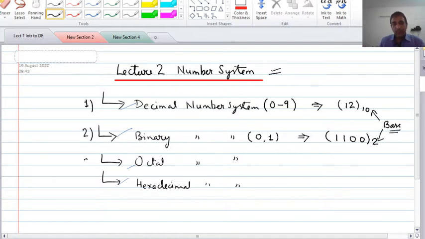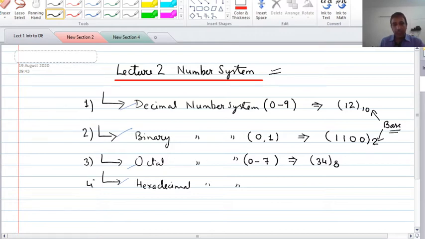Similarly, the third number system is the octal number system. In the octal number system, we can use the digits 0 to 7, that is, any digit between 0 and 7: 0, 1, 2, 3, 4, 5, 6, 7, to represent a number. Suppose we are representing the number 34 with base 8.